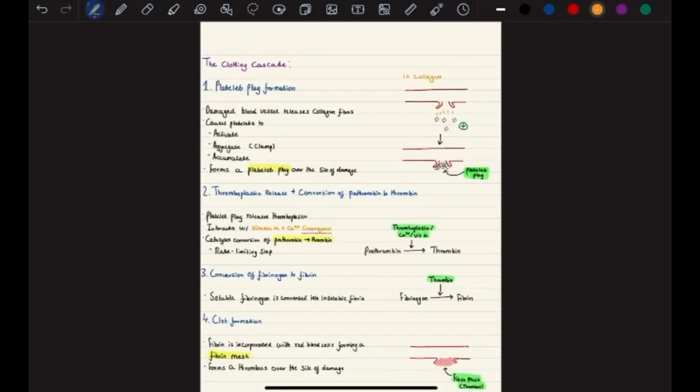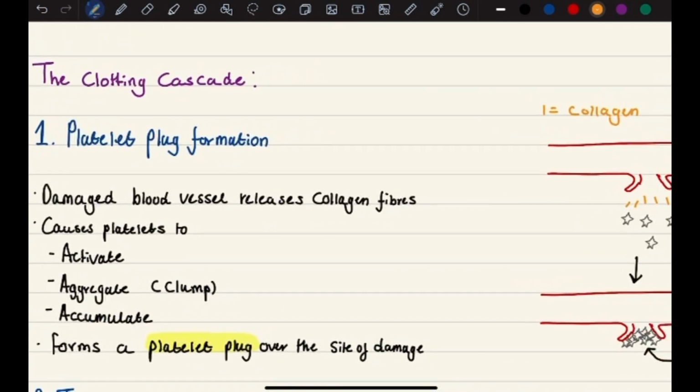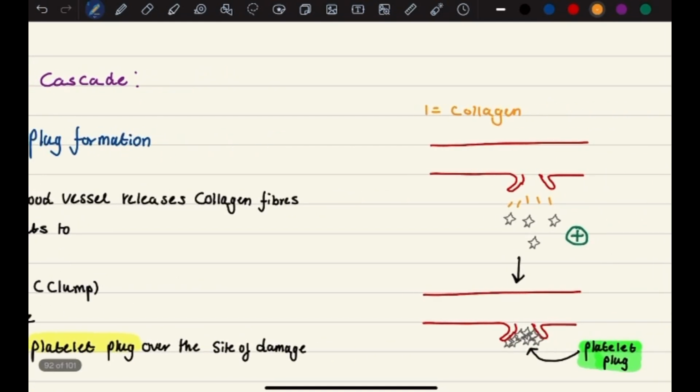Okay, similarly, we need to go through a process. We're going to go through a process, the clotting cascade. Now, step 1, the platelet plug formation. So you can see here by the diagram that we're going to form a platelet plug, which is going to initially cover up that cell damage.